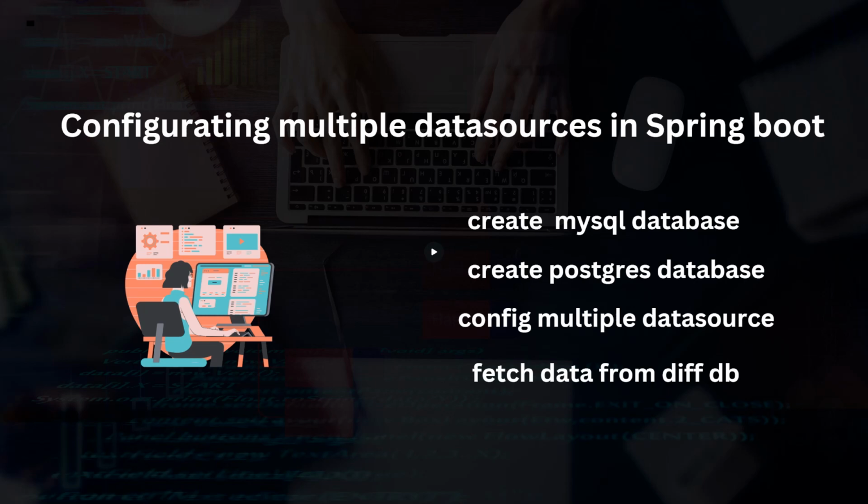Hello everyone. So in this video we'll configure multiple data sources in Spring Boot. First of all, we'll create a MySQL database server on Google Cloud Platform using a VM. Then we'll create a Postgres database server on an Azure VM, and then we'll configure multiple data sources for MySQL and Postgres in Spring Boot, and then we'll fetch the data from the different DBs. For example, we'll create a users DB and users table in MySQL, and a product DB and products table in the Postgres database. So let's get started.